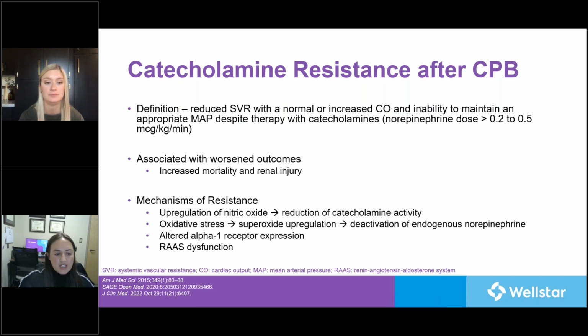You can have oxidative stress and a superoxide upregulation, which causes a deactivation of endogenous catecholamines. Altered alpha-1 receptor expression can also occur, kind of reducing the activity of catecholamines as well. And then we can have dysfunction of the RAS system.